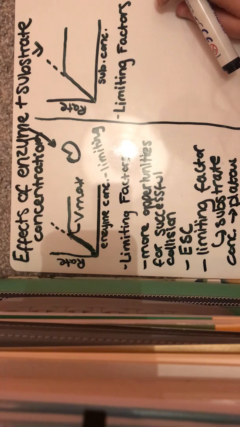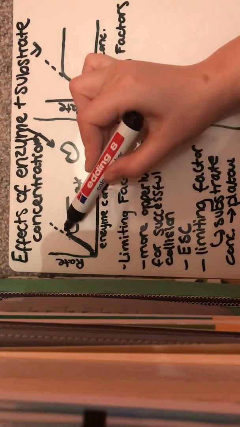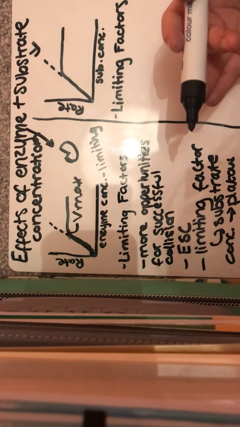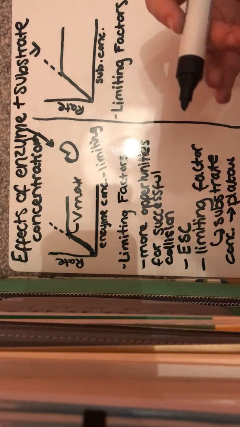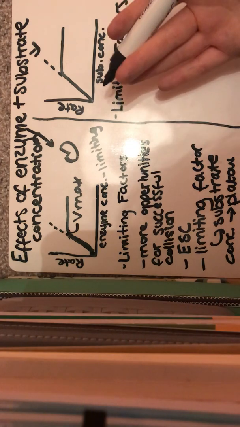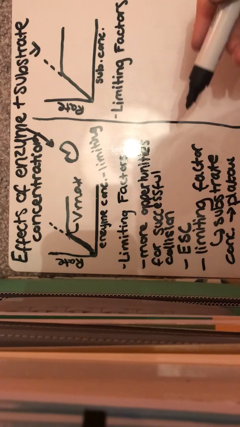But we can see from this dotted line here that if we were to increase the concentration of substrate as well, if we were to have an infinite amount of the substrate and enzymes, then the rate of reaction would continue to increase.